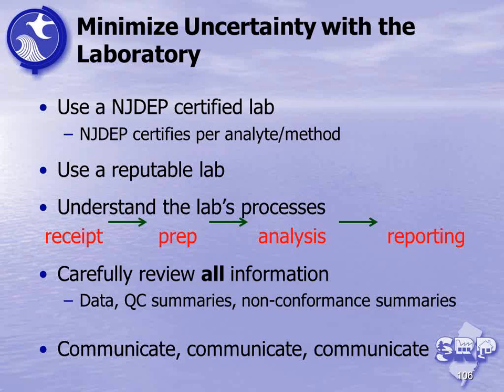Talk to the lab. You don't have to send them the QAP, but certainly the laboratory should be asking you now for specifics. What reporting limits do you need? What methods do you need? What turnaround times do you need? Make sure you report. Don't just write on your chain of custody, I need volatiles by 8260 and be done. Communicate.